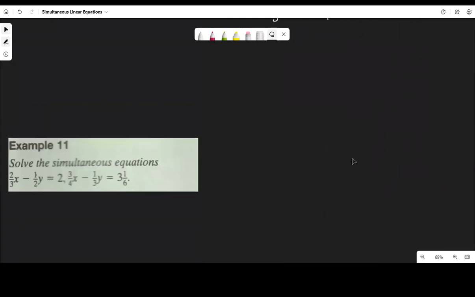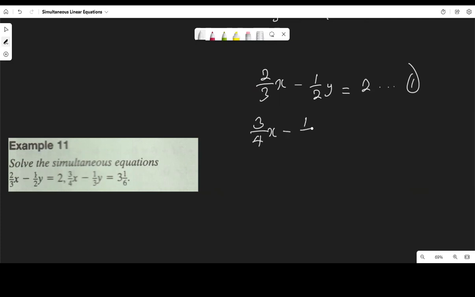Example 2, which is actually example 11, is to solve the simultaneous equations. I have 2 over 3x minus 1 over 2y equal to 2. Let's call that equation 1. Then the second equation, I have 3 over 4x minus 1 over 3y equal to 3 whole number 1 over 6. Let's call it equation 2.